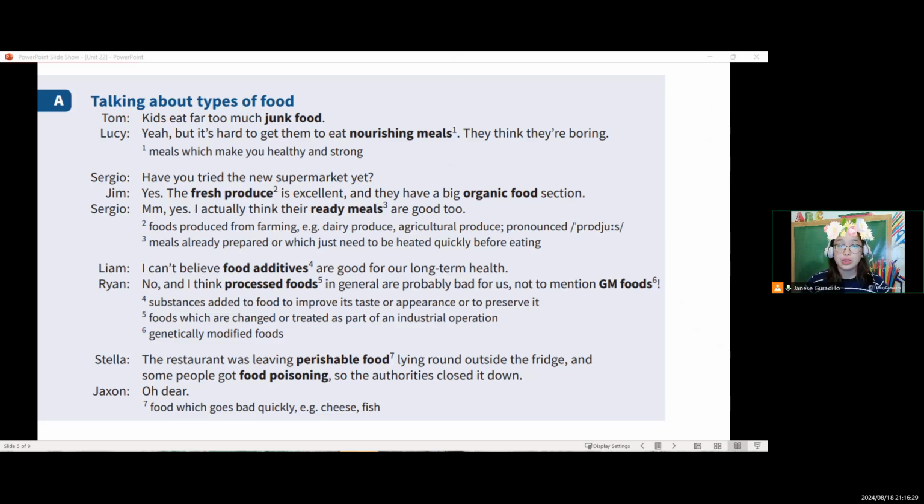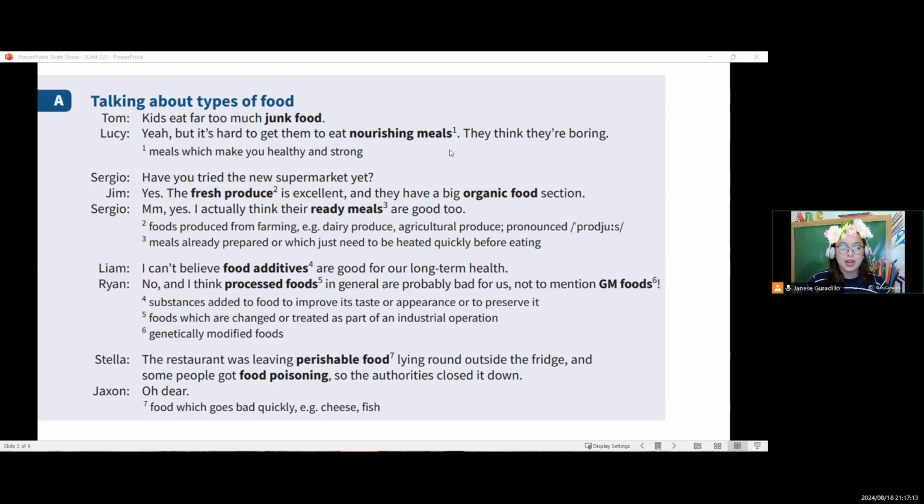Now there are words that are in bold letters, right? So, with numbers, like number one is nourishing meals, meals which make you healthy and strong. Number two, fresh produce, foods produced from farming. Example, dairy produce, agricultural produce, pronounced as produce. Okay, number three, ready meals. Meals already prepared or which just need to be heated quickly before eating.